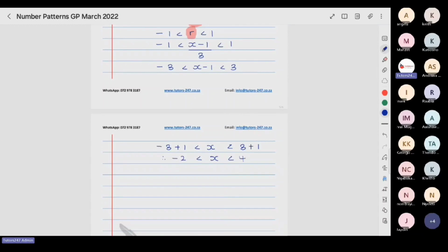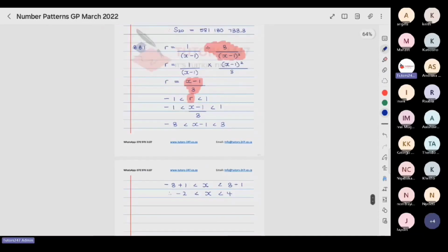So it could be at 3.99, it could be at 3.98, it could be at 3, at 2, at 0, at 1, at -1, but it is not at -2, nor is it at +4, nor is it any values outside of that area. It is only between -2 and +4. So please take note of that. So those are the values of x that will result in this being convergent.